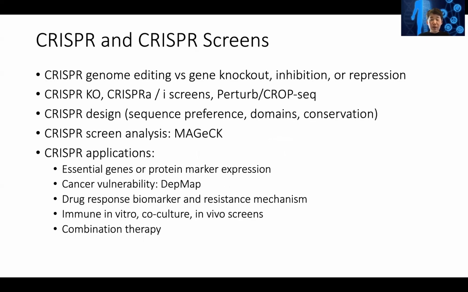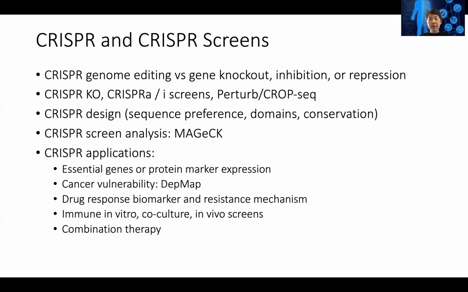Also, we want to use CRISPR screens to improve immunotherapy treatment. So, a recap on this: using CRISPR, people can either edit the genome or do gene knockout, and also using CRISPR-A or CRISPR-I, you can have inhibition and also activation. Related to that, in terms of CRISPR screens, we mentioned CRISPR knockout screens, CRISPR-A screens or CRISPR-I screens, and also Perturb-seq or Crop-seq, which integrate CRISPR screens with single-cell RNA-seq.